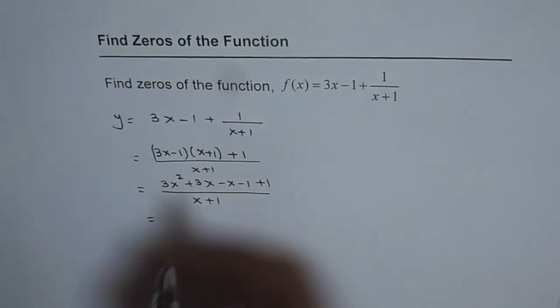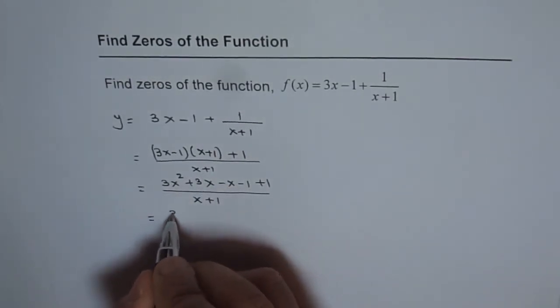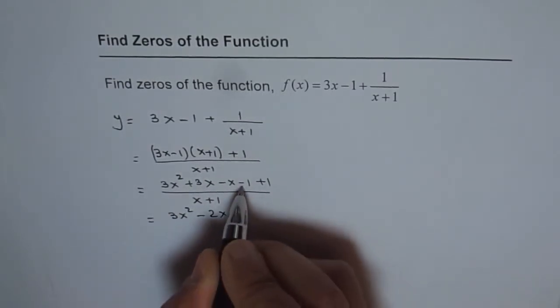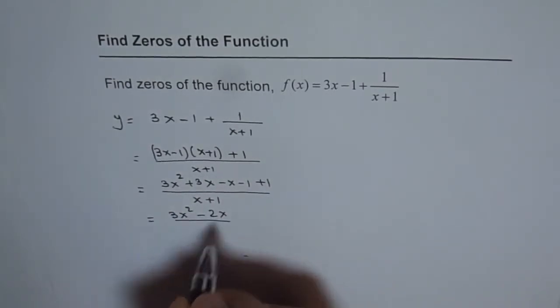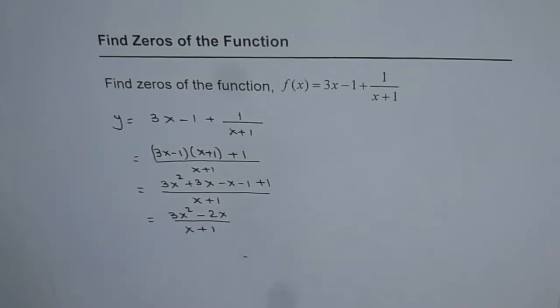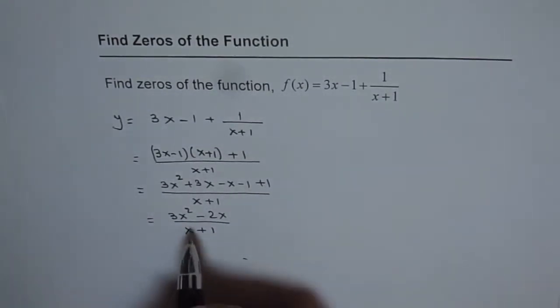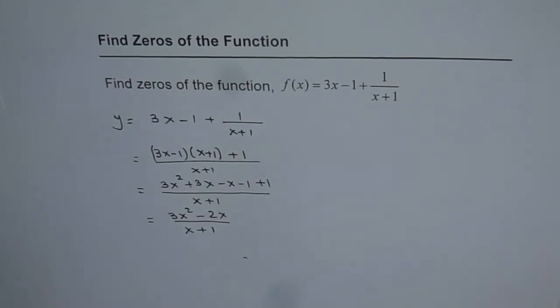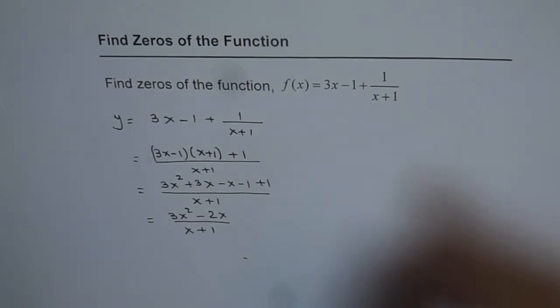And this can be simplified. So we have 3x squared. 3x minus x is 2x. Minus 1 plus 1 is 0, so we'll leave that. And we have x plus 1. Now, this fraction can be written in the factored form. So once we factor it, we can find the solution.